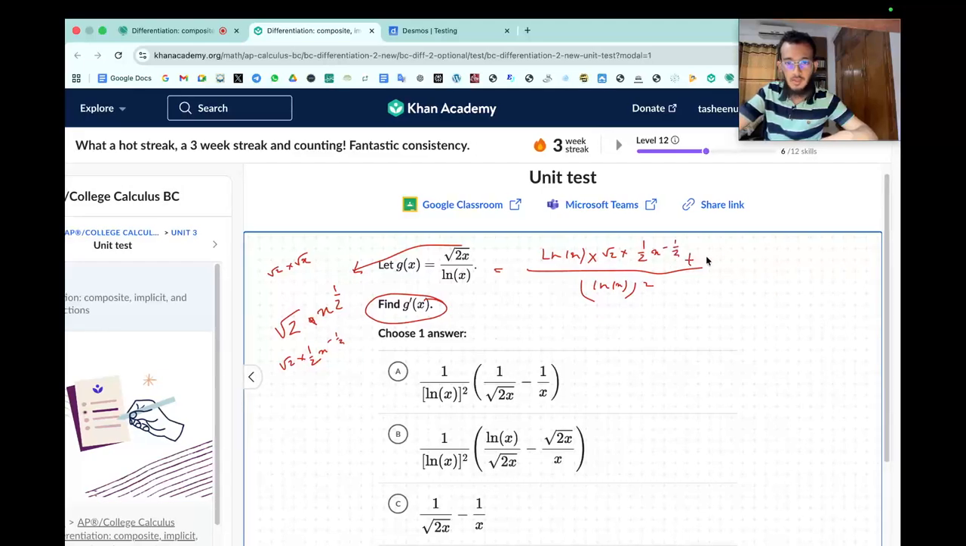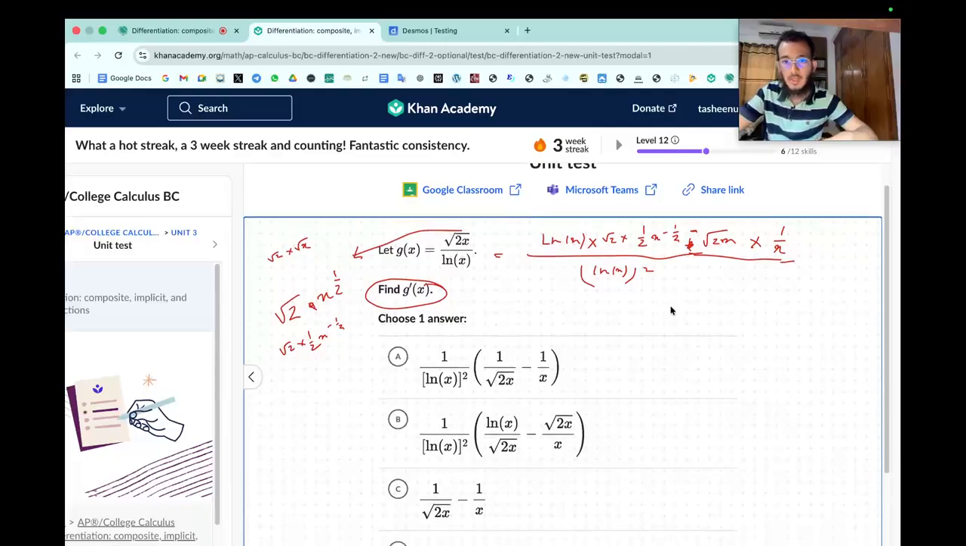Negative, not plus. So ln x squared in the denominator, and ln x times root 2 into half into x to the power negative half, minus root 2x times ln x differentiation, which is 1 upon x.